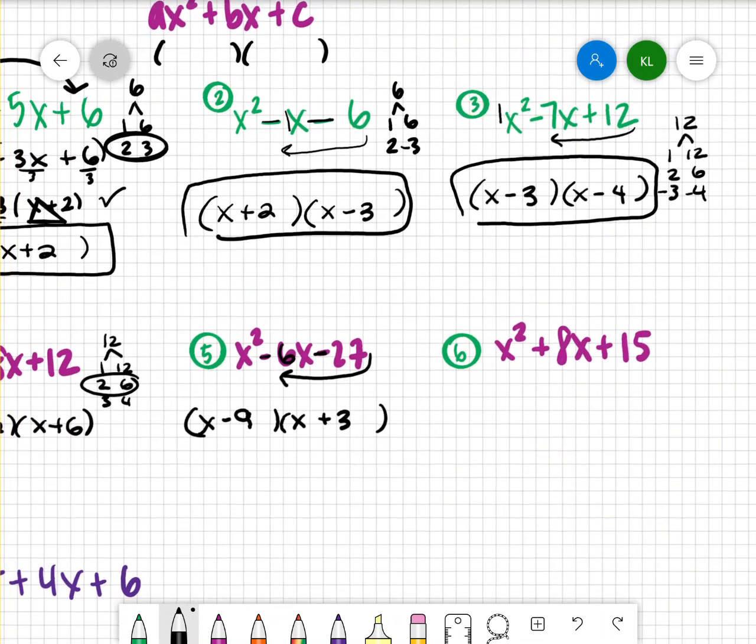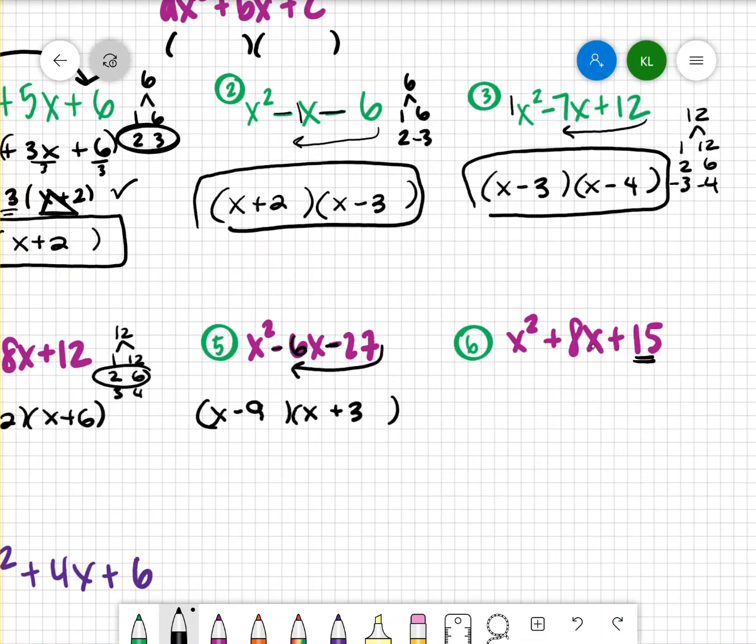Okay, over here, I need factors of 15 that are going to add to give me 8. So my factors of 15, 1, 15, 3 and 5. 3 plus 5 is 8. So x plus 3, x plus 5.